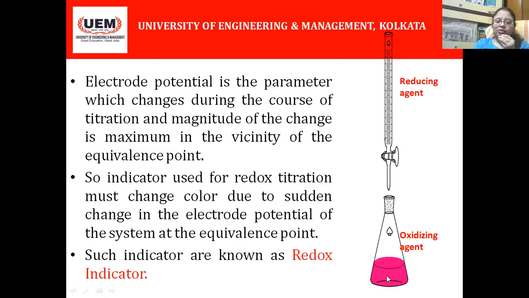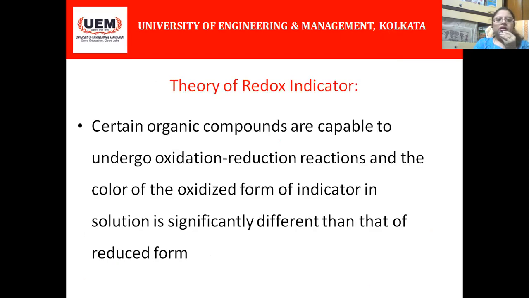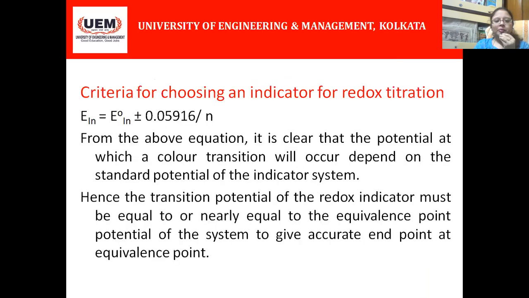Its electrode potential must change during the equivalence point. Now, certain organic compounds that are capable of undergoing oxidation reduction reaction, and where the color of the oxidized form of the indicator is significantly different from that of the reduced form, may act as a redox indicator.